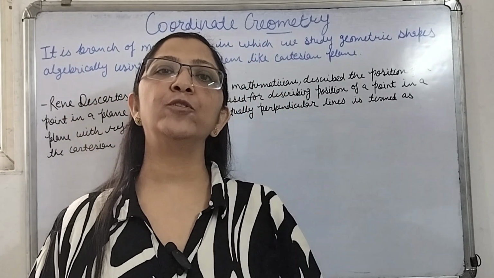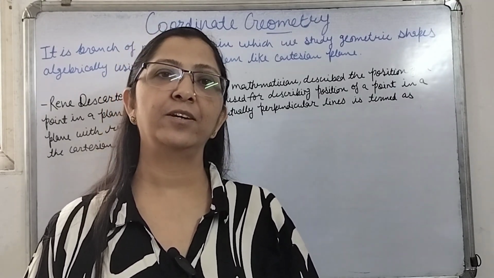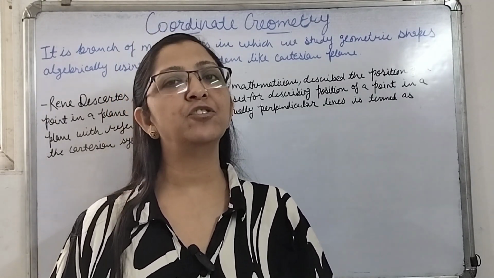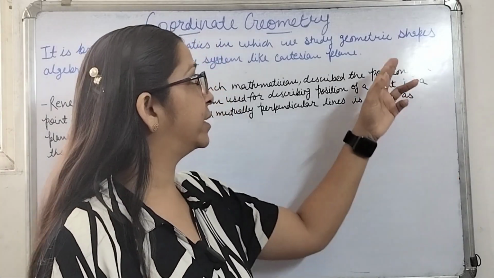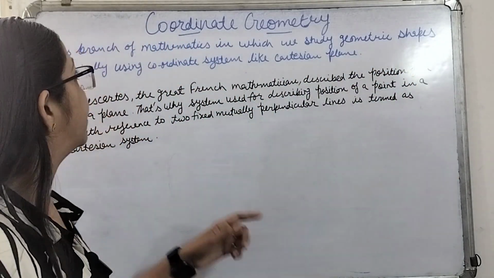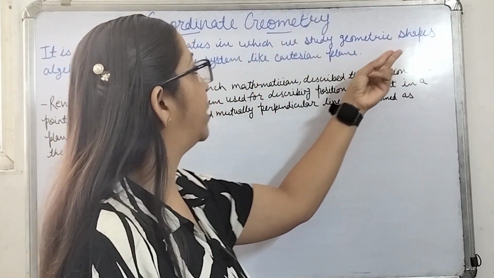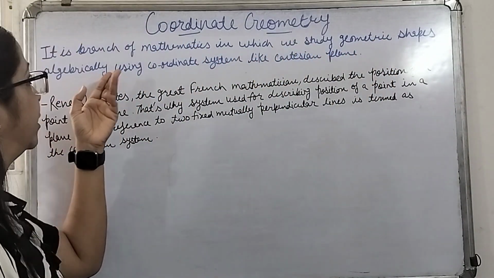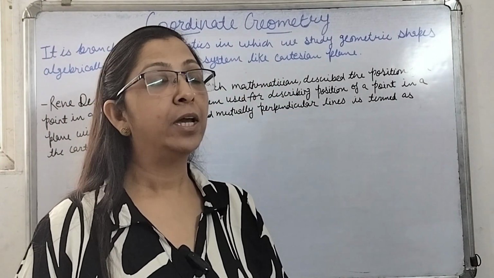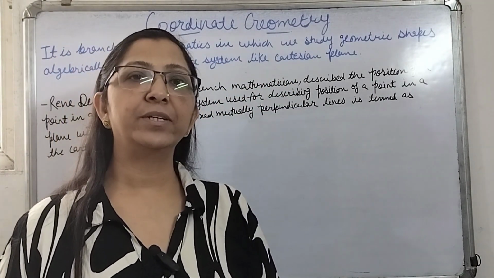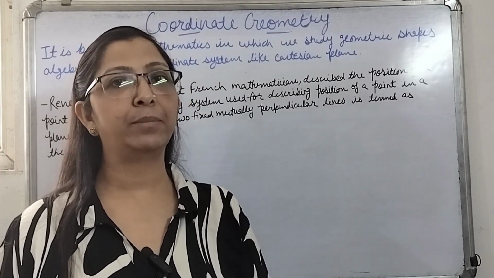So before starting with the topic, let's understand what coordinate geometry is. Coordinate geometry is a branch of mathematics in which we study the combination of geometry and algebra. That simply means it is a branch of mathematics in which we study geometric shapes algebraically using a coordinate system like your Cartesian plane. We have already learned in our previous classes how we can locate points or numbers on the number line.